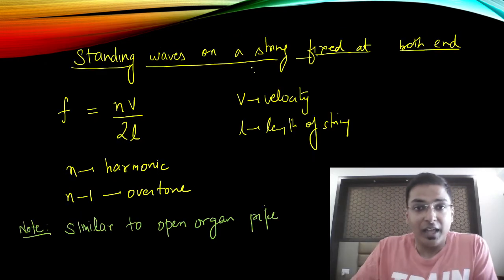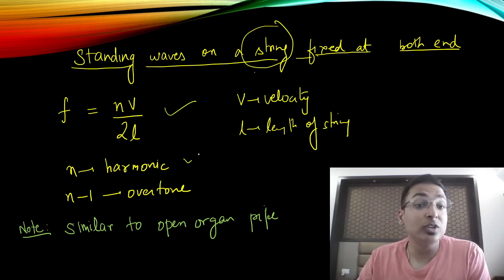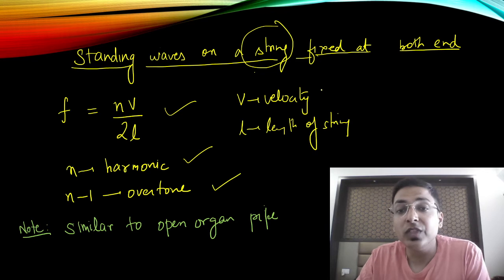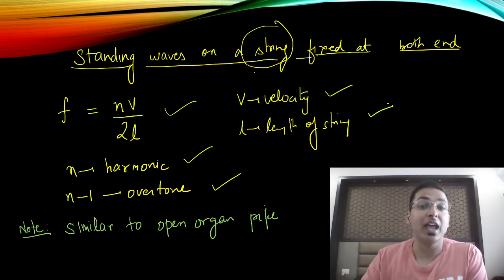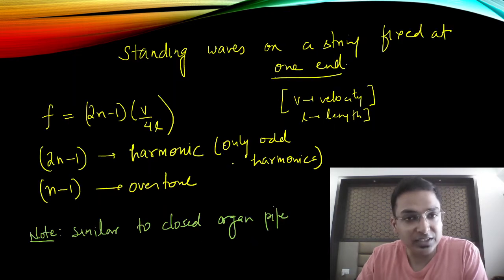Okay guys. Next, standing waves on a string fixed at both ends. So f is nv by 2L. n gives you the harmonic, n minus 1 gives you the overtone. v is the velocity, L is the length of the string. And this is similar to an open organ pipe. Yes, we'll do this in the coming section.